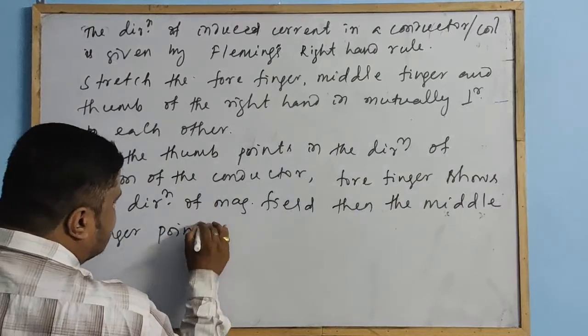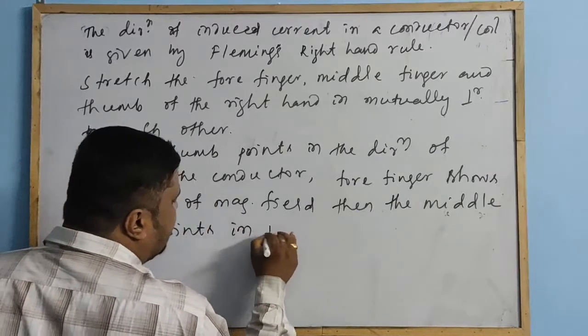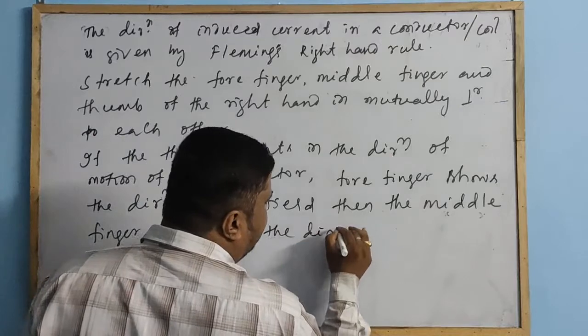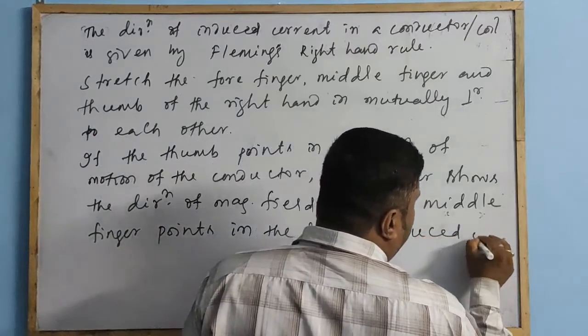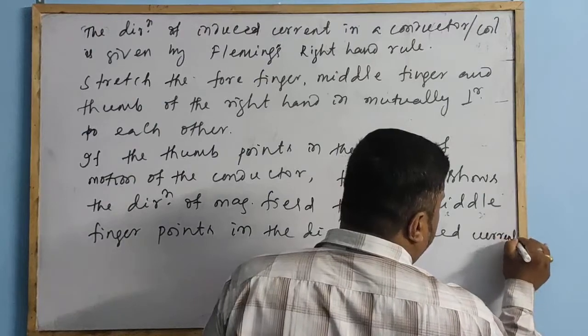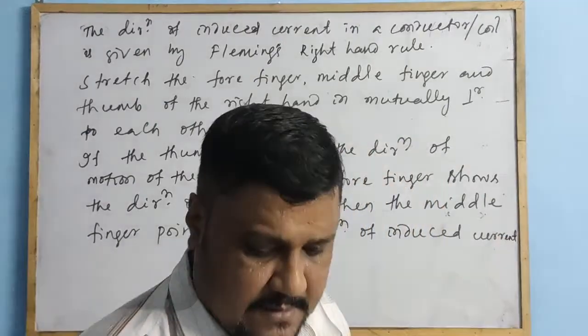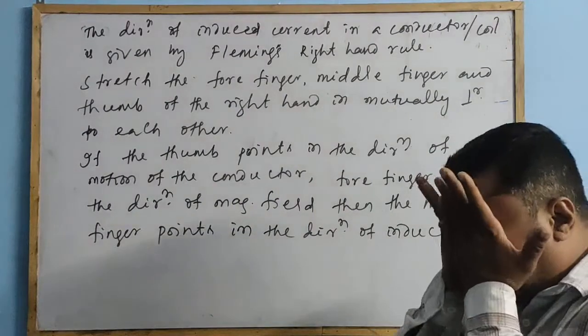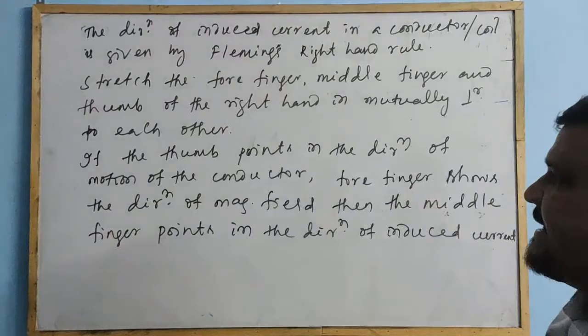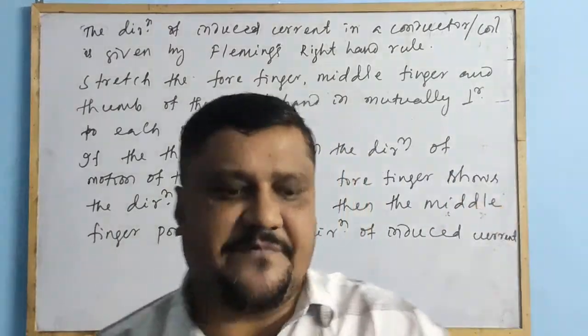Then the middle finger points in the direction of induced current or EMF, induced current. Clear? Let me repeat that. If the thumb points in the direction of the motion of the conductor, now see your figure.